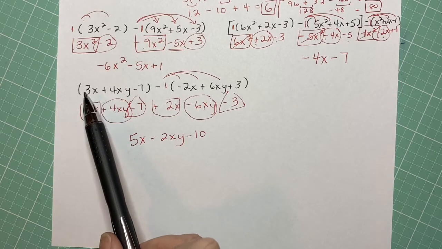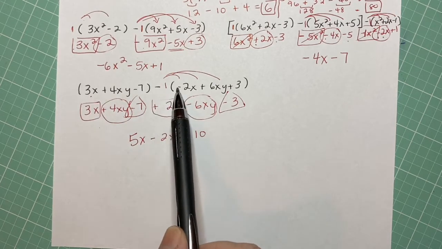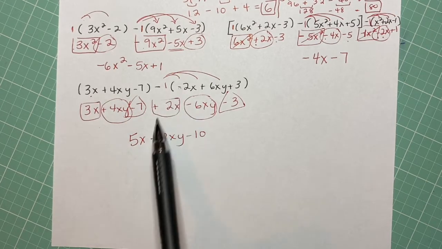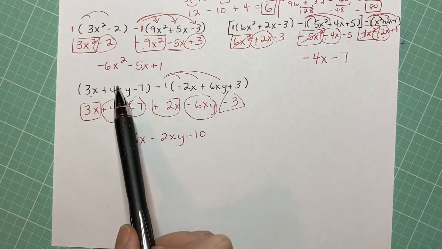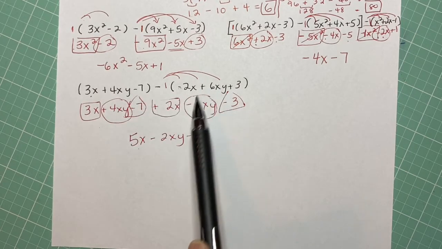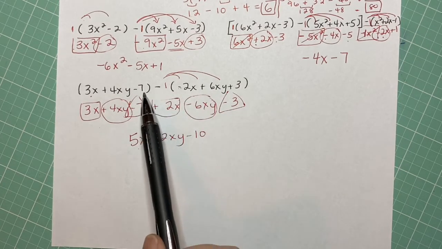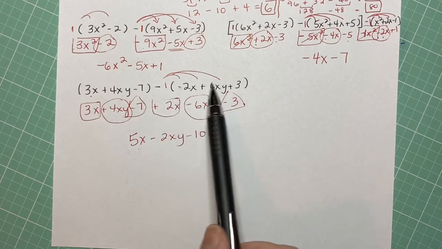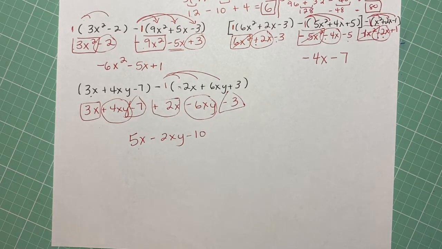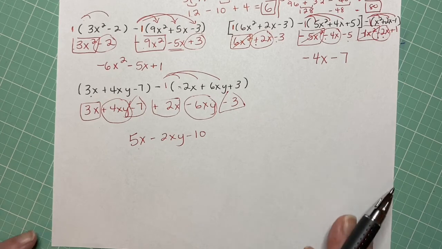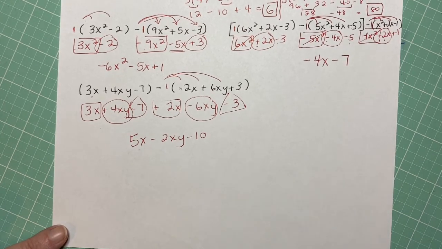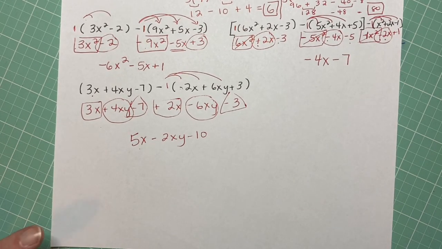Again, a shortcut would be to say 3x minus a -2x is plus 2x, or a 5x. 4xy minus 6xy is -2xy. And -7 minus -3 is -10. So that's 4.4. You're ready to work on the 4.4 practice problems.